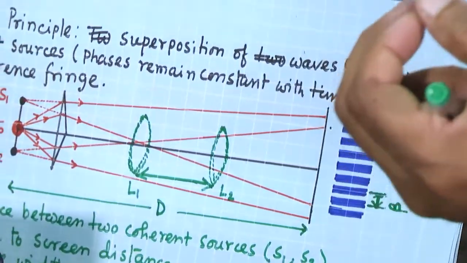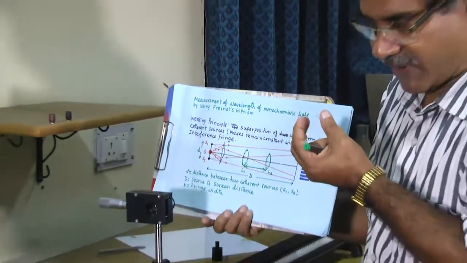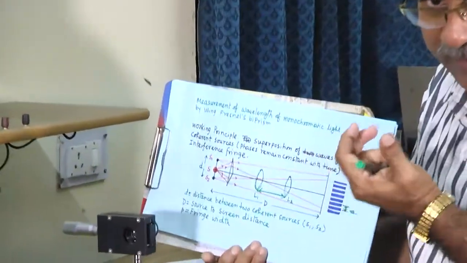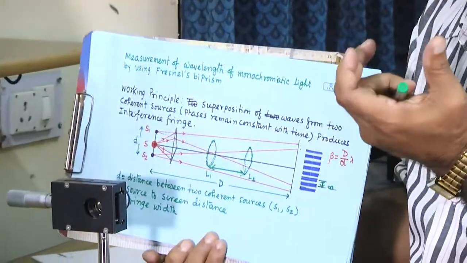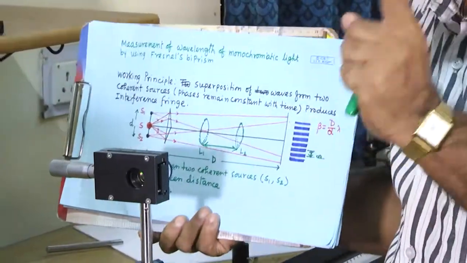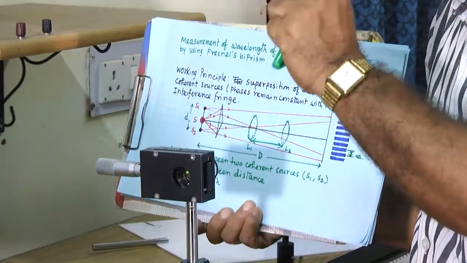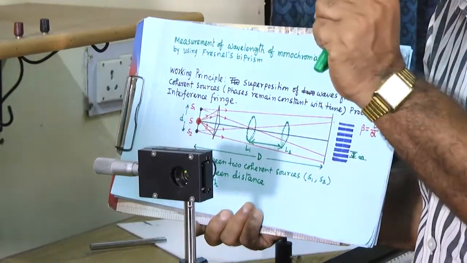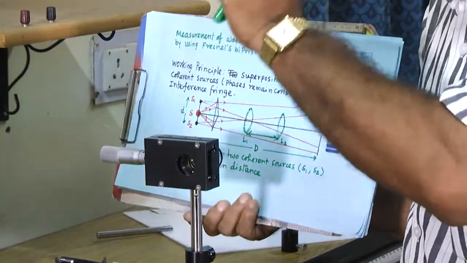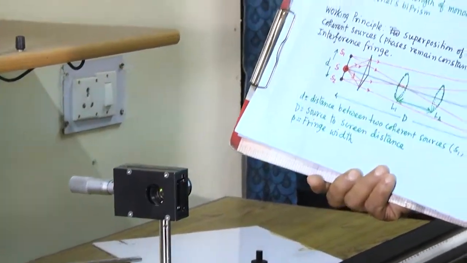The measurement accuracy will be higher, but you will get few fringes. If the fringe width is medium, then you will get more fringes in the field of view. Then you can take more readings on a larger number of fringes. So that one has to adjust.